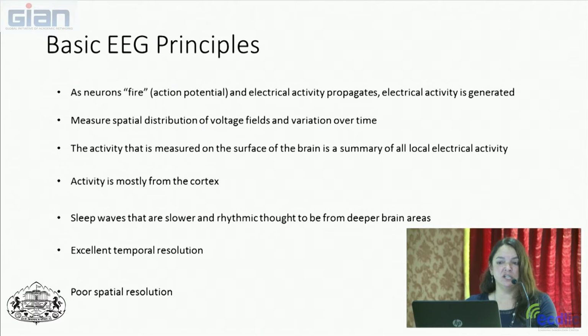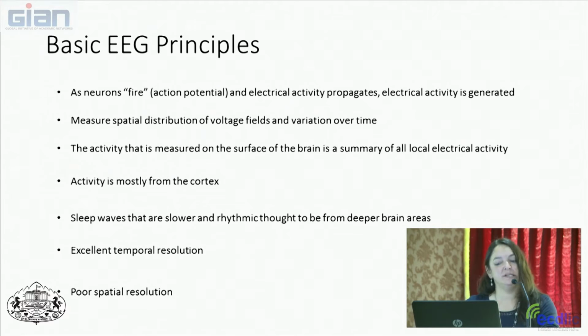Like I mentioned, EEG is often used to study sleep, so the EEG waves that you measure during sleep have been widely characterized, and these are often more slow and more rhythmic than what we see if a person is awake. So these sleep waves that we record are thought to be from deeper areas of the brain rather than the cortex, but they're so prominent throughout the brain as we sleep that you can measure this slow wave activity on the surface. EEG gives excellent temporal resolution, so we're recording what's happening as it's happening. It's very fast.